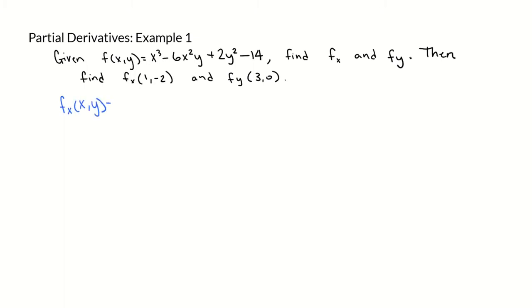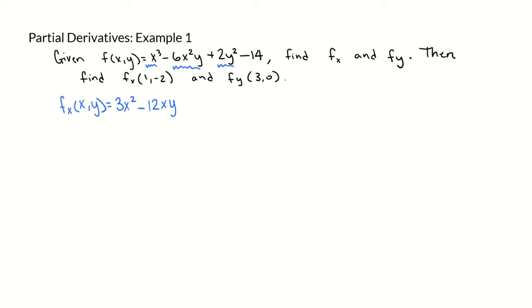So the partial derivative with respect to x. And when we find this derivative, we treat y as a constant and x as our variable. So the derivative of x to the third would be 3x squared. The derivative of negative 6x squared y would be negative 12x, and then we're treating y as a constant, so times y.